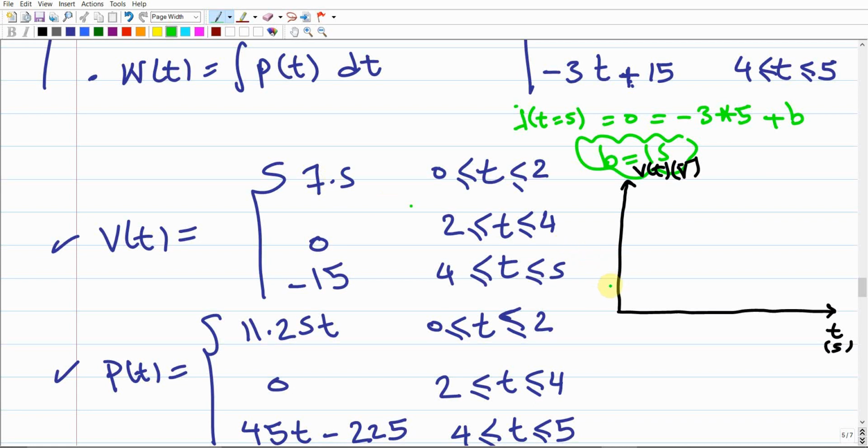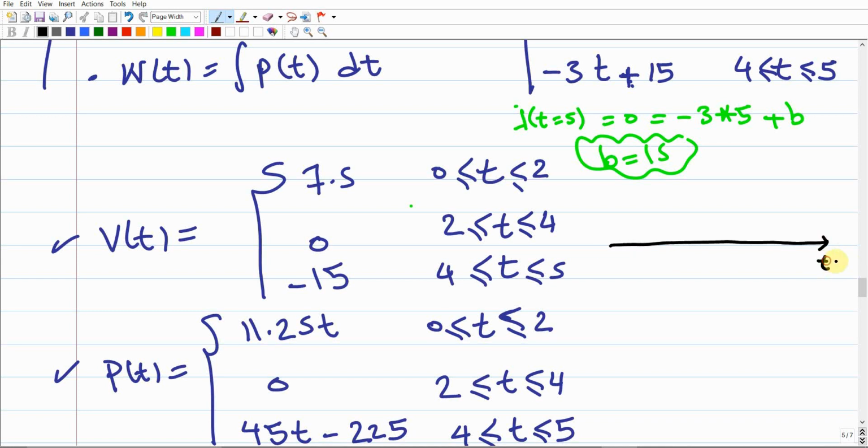Let me make some changes here because I do have a negative value. So I'm going to move this t axis a little bit to here, so this is the time in terms of seconds, and this should be the voltage axis, which is V of t in terms of volts, right? So for the first time period between 0 and 2, I have to split it into 0, 2, 4, and then the time period 5. Within the time period from 0 to 2, I have a constant function of 7.5, so this should be a constant of value 7.5.